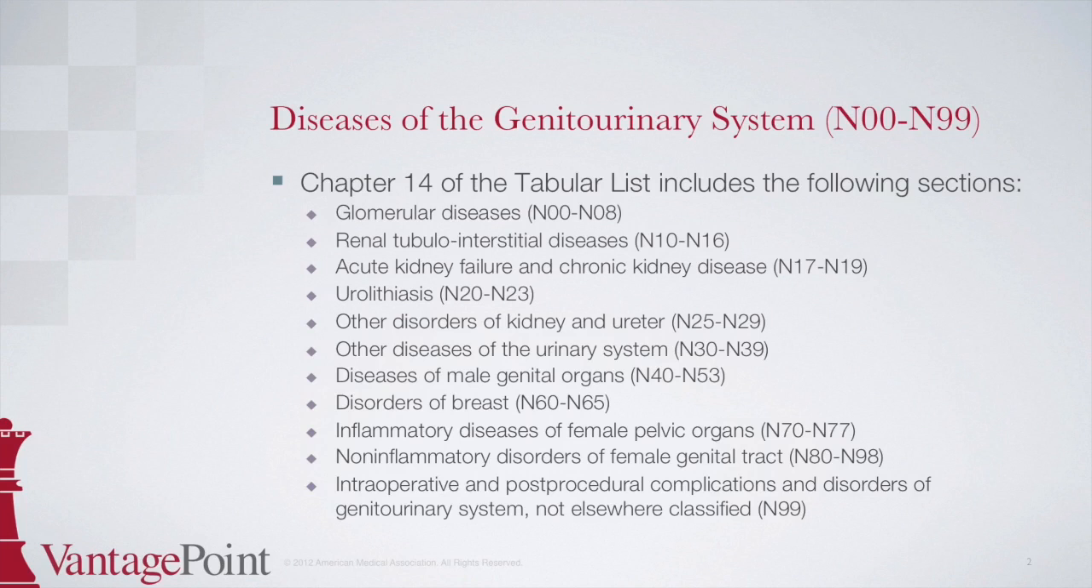As you can see on this slide, the codes for this chapter start with the letter N. If you remember from ICD-9, the genitourinary system codes all started with the numbers 5 and 6 and were found after the digestive system chapter in ICD-9. ICD-10 has shifted some of the chapters around so that the genitourinary system chapter now follows the musculoskeletal system chapter.